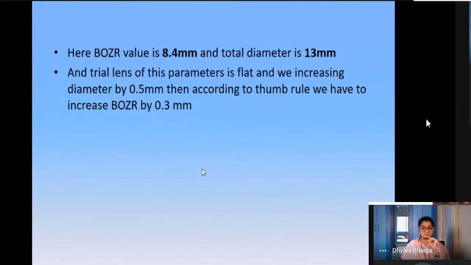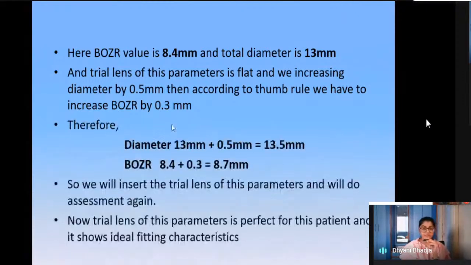Yeah, two answers have come up now. Nirali Durajia says 8.7 mm BOZR and 13.5 mm total diameter. Ivani Kansara said BOZR 8.7 mm, total diameter 13.5. Almost all answers came up like that. Okay, it is right. So our new diameter will be 13.5 mm and BOZR will be 8.7.